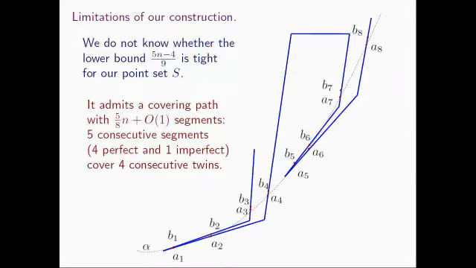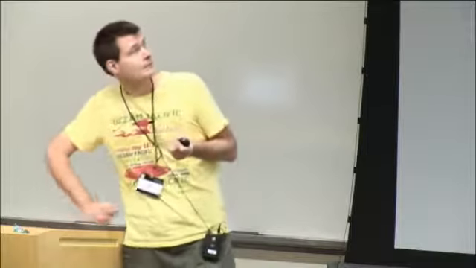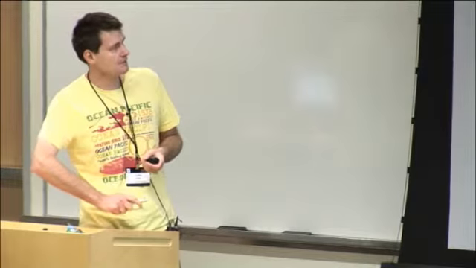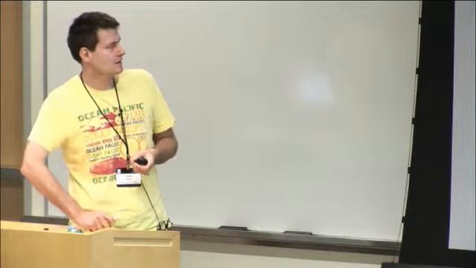Let me note here that we don't have a tight analysis even for this point set. We prove a lower bound for a covering path for this particular point set, and we know that it cannot go all the way to n. This point set does have a covering path with 5/8 segments, but we don't know what is the lowest number. And of course, we don't know what is the answer for the question, what is the value of g of n. Let me remark that we proved the lower bound for the non-crossing version. And this year, Daniel Gerbner and Balázs Keszegh proved that the upper bound is a little bit less than n. They proved that for some positive epsilon, it's at most 1 minus epsilon times n.